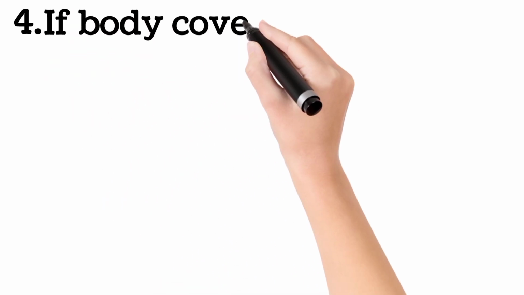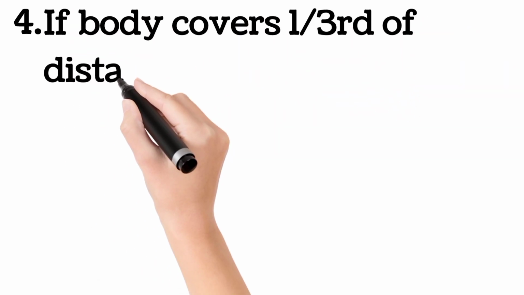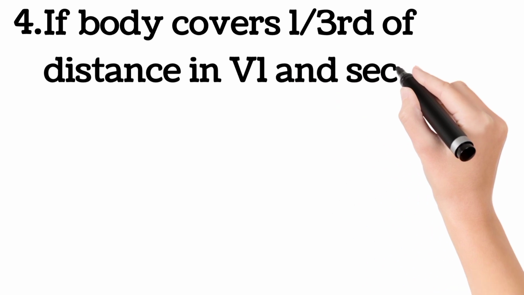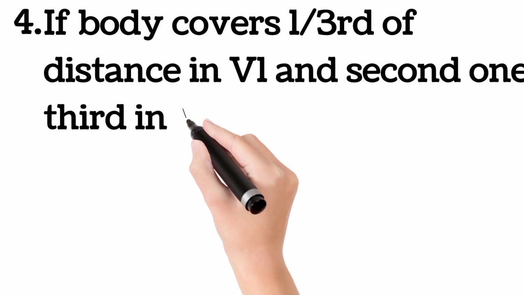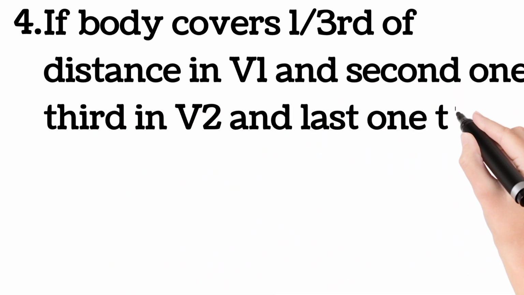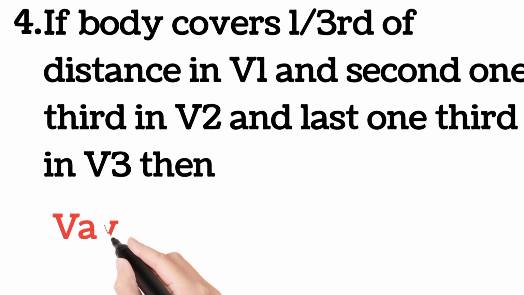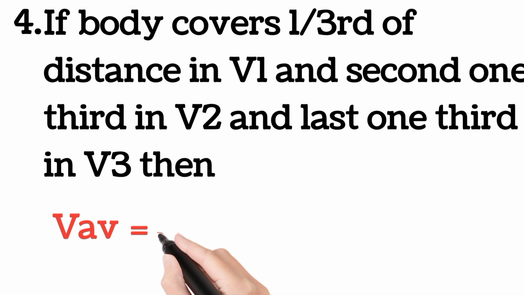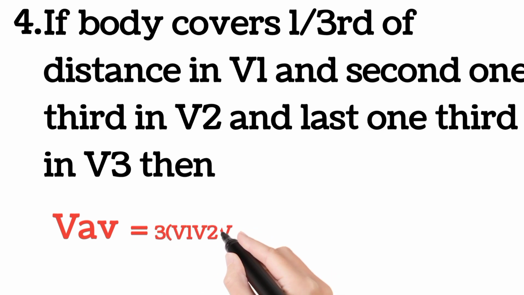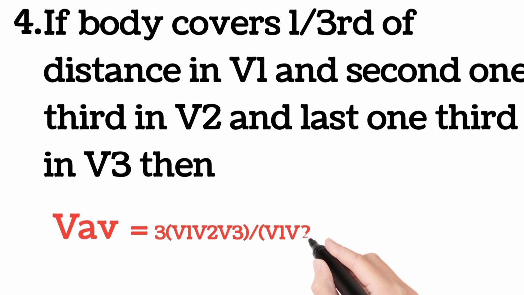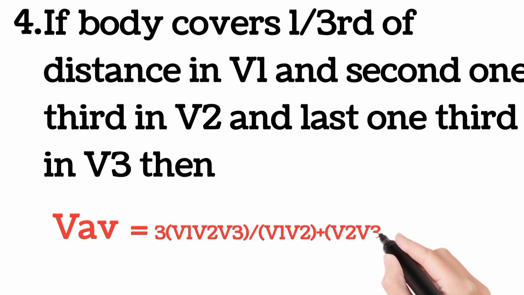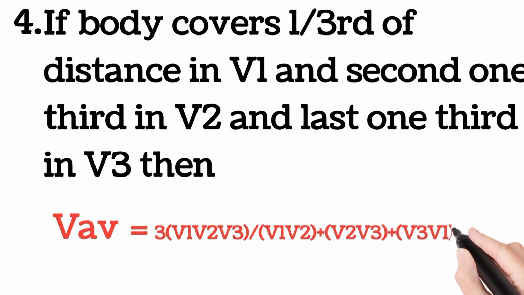The fourth condition-based formula is: if the body covers 1/3 of the distance at V1, the second 1/3 of the distance at V2, and the last 1/3 of the distance at V3, meaning the distance is 1/3, 1/3, 1/3 and the velocities are different, then the V average is equal to 3 V1 V2 V3 divided by V1 V2 plus V2 V3 plus V3 V1. We use this average speed relation for that body.